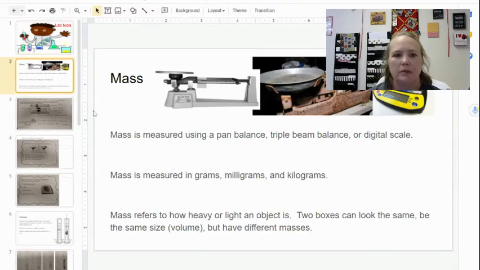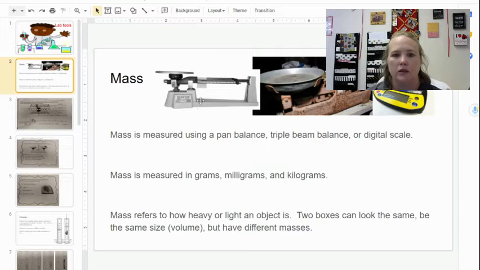The first one talks about mass. So you'll read through this. It says mass is measured using a pan balance, triple beam balance, or digital scale. Mass is measured in grams, milligrams, and kilograms. Mass refers to how heavy or light an object is. Two boxes can look the same, be the same size, but have different masses. So mass has to do with if something is heavy or light.